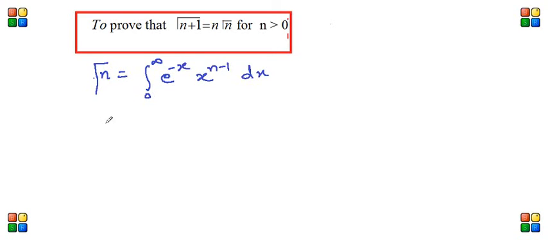So we know gamma of n plus 1 means we will substitute n by n plus 1. So on the RHS also the same thing should happen: integration of e raised to minus x, x raised to n plus 1 minus 1, then dx.